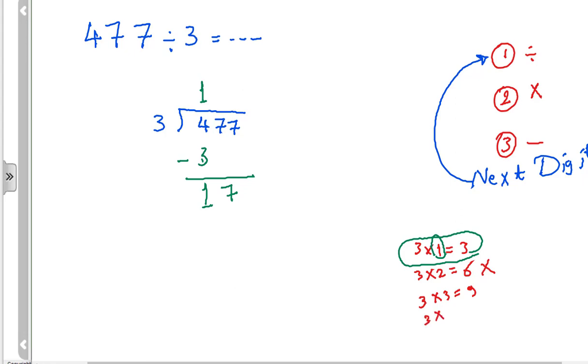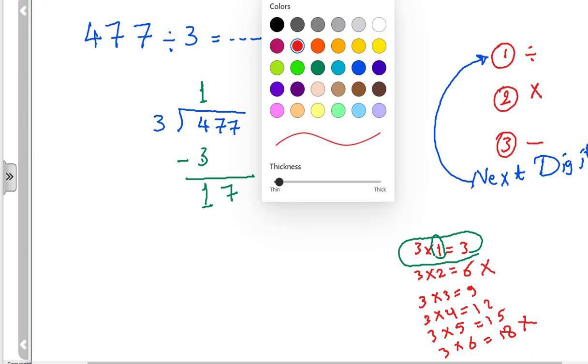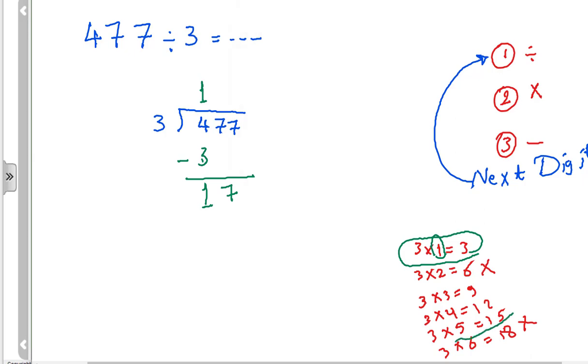So 3 times 4 equals 12. 3 times 5 equals 15. And 3 times 6 equals 18. Oh, 18 is more than 17, so we cannot use 18. But we can use 15. So we'll choose 3 times 5.